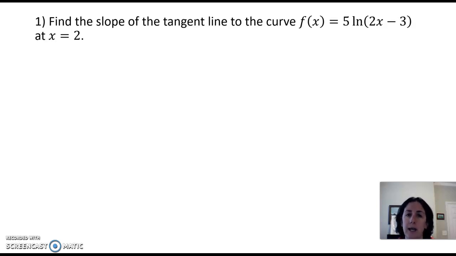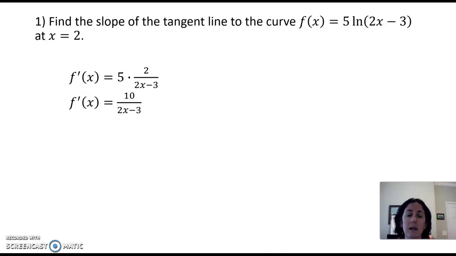Remember, the slope of the tangent line is measured by the derivative, so the first thing we'll have to do is find our derivative. This 5 is a coefficient that's just going to multiply in the end. Then we'll take the derivative of the natural log of 2x minus 3 by doing our inside derivative over inside function, or I prime over I. So we take the 5 times the derivative of the inside function, which is 2, over the inside function 2x minus 3. We can distribute that 5 to the 2 up top, and that gives us the derivative.